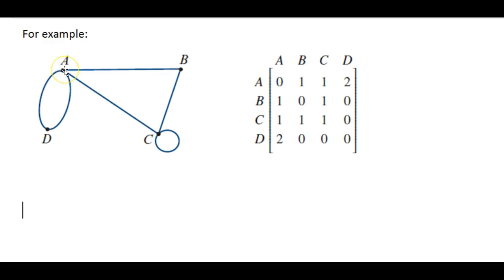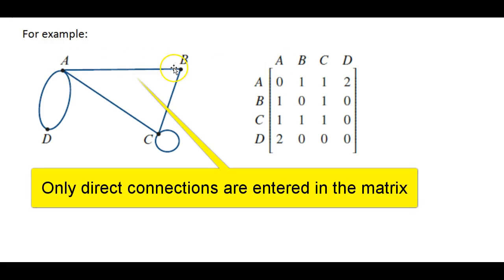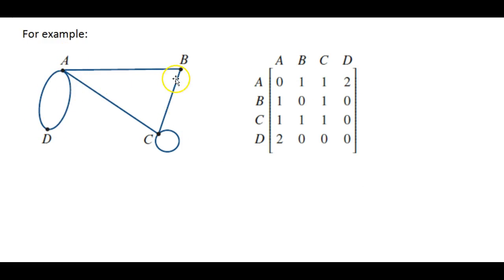Now we can see at A there are no loops, so there is no connection from A to A. From A to B there is only one connection, so we enter integer 1 here. From A to C there is only one connection. From A to D there are 2 connections, 1, 2. Now we go to the row B.